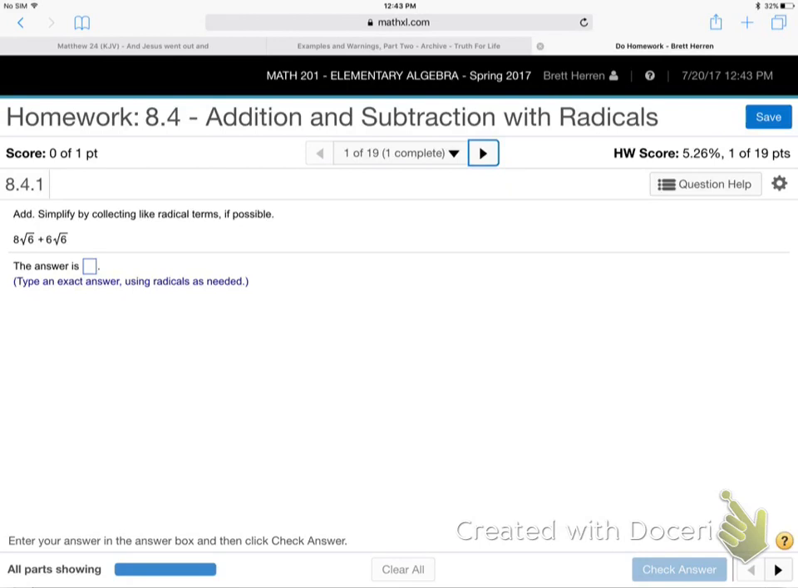Okay, so here we go. 8 root 6 plus 6 root 6. All right, so we're in 8.4. So remember what we're doing with roots in this chapter. We're learning how to do everything with roots. We've learned how to multiply them, divide them. Now we're adding and subtracting roots.